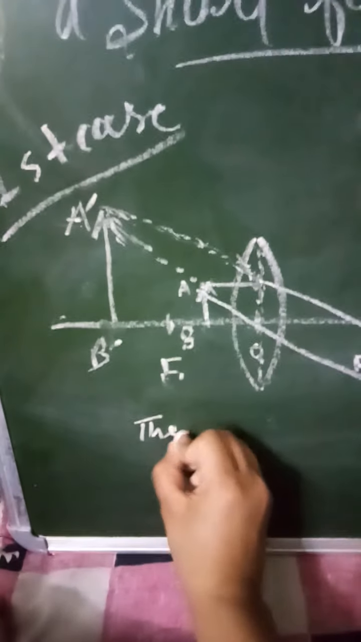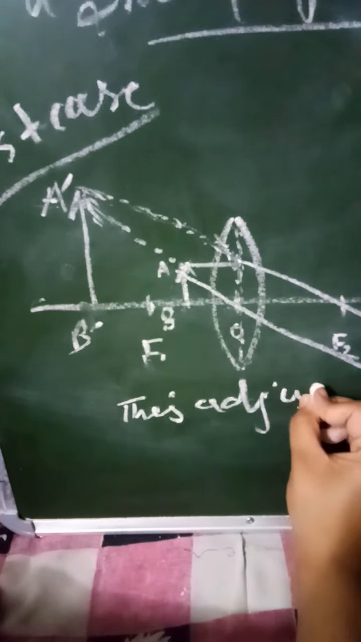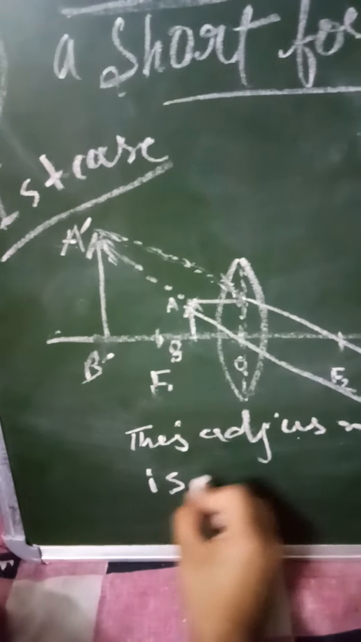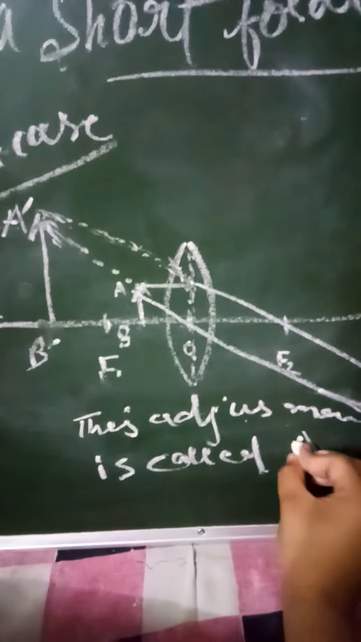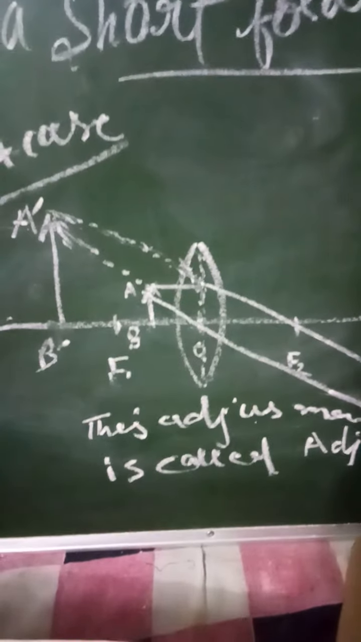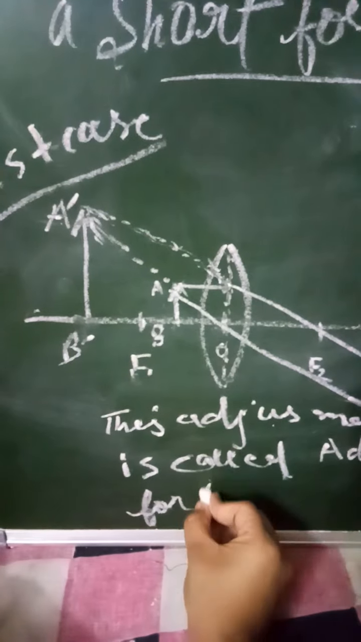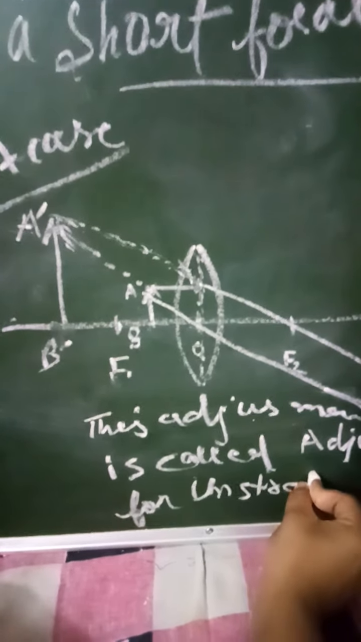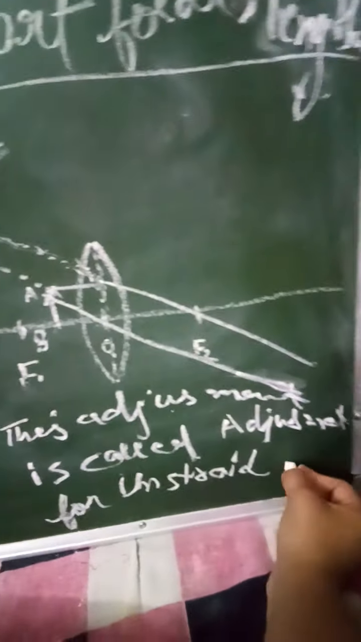You can write: this adjustment is called adjustment for unstrained eye. This is not given in NCERT, but you should know the cases. Okay. Unstrained eye.